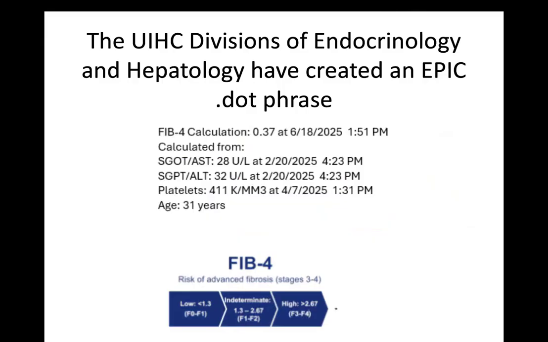So in UIHC, calculating FIB-4 score is easy because we just have to use a dot phrase, which is created by the hepatology and endocrinology departments. FIB-4 score is calculated based on AST, ALT, patient's age, and platelets. And again, it gives us a FIB-4 score. If less than 1.3, then the patient is at low risk of cirrhosis. So we know that we just have to repeat it after a year or two, in addition to managing their comorbidities. If it's between 1.3 and 2.67, it's indeterminate, so we have to perform FibroScan. And if the number is already above 2.67, we have to refer them to a hepatologist right away.